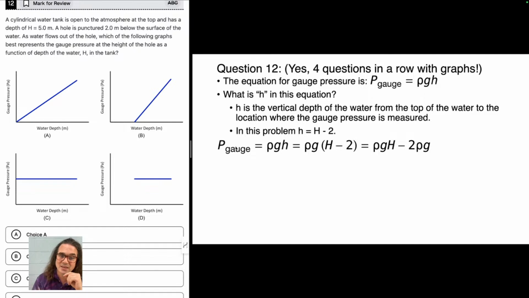Now, that means we need to substitute capital H minus 2 in for little h into this equation, and we get that the gauge pressure equals the fluid density times the gravitational field strength times capital H, minus 2 times the fluid density times the gravitational field strength. So now, realize this is y equals slope times x plus the y-intercept. Y is the gauge pressure. The y-intercept is -2 times density times gravitational field strength, and the slope is just a constant number. So this is a positive slope with a negative y-intercept. So the correct answer is B.